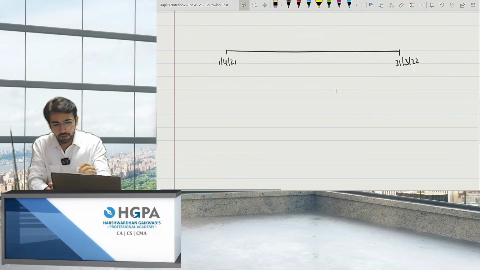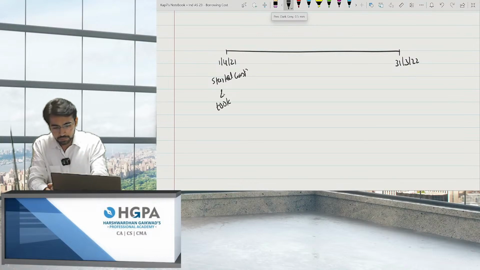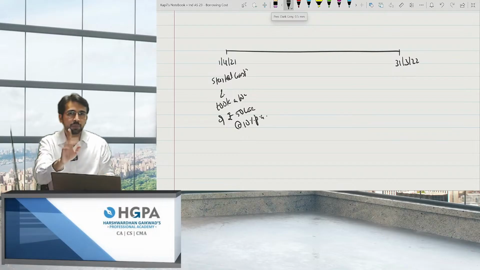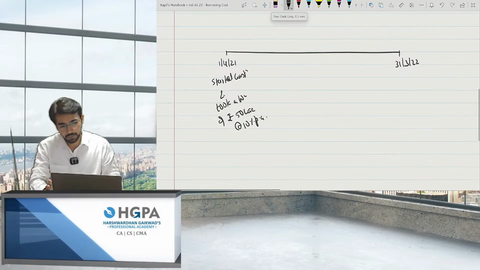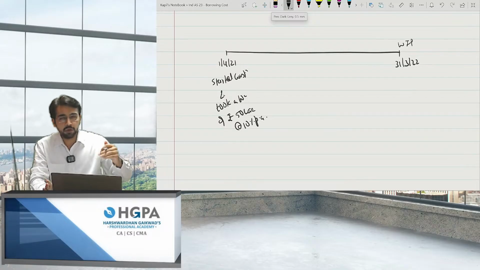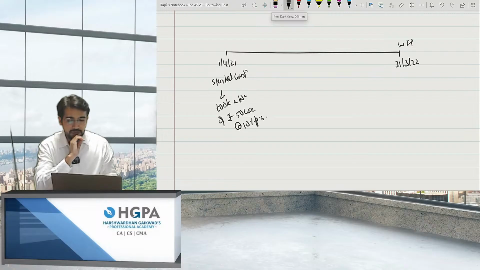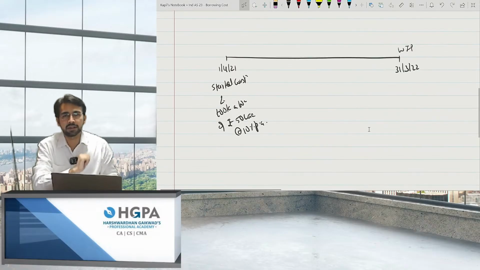Okay. Let's say I started construction over here, started construction and took a loan of rupees 50 lakhs at the rate of 10% per annum. Obviously, I need to pay 5 lakh rupees interest, right? Okay. On 31st March 22, that is year end, the building was not yet completed. It was in WIP, right? That is, it is not completed yet.